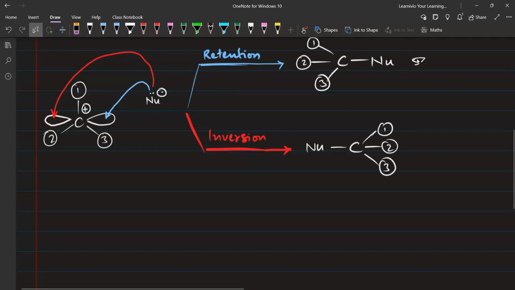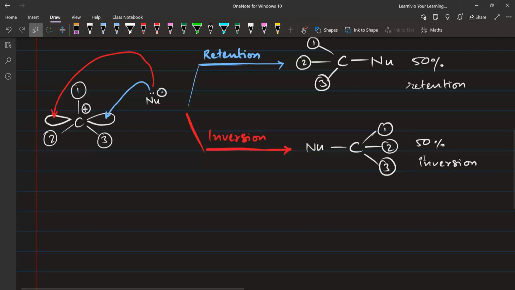So 50% retention, and 50% of the product that we get is the inversion product, or inverted product.